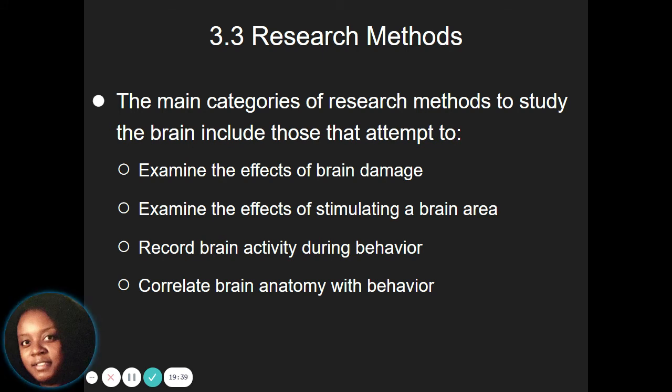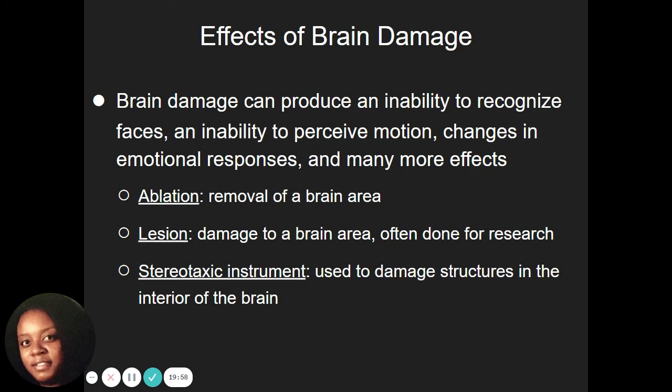Now to talk about some research methods associated with the brain and functioning. Most of the main research in the study of the brain has looked at brain damage and how to simulate the brain and brain anatomy. Most of the research regarding brain damage has shown us that if a person experiences brain damage, they could have an inability to recognize faces and motion, changes in emotional expression, and many other effects.